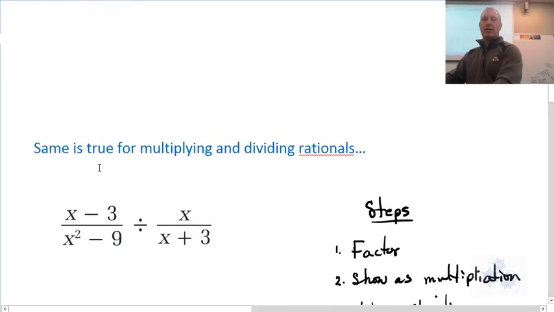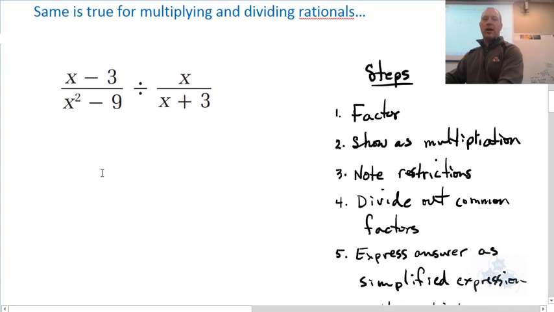So let's see, how does that translate with rationals? I would encourage you to write this example down. And I do have the steps on the side here, okay? So we'll take a look at these steps as we move through. These would be good for your notes as well. As we do this, you can jot down each of the steps.